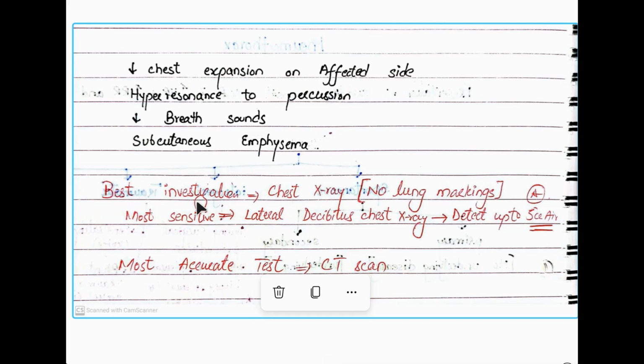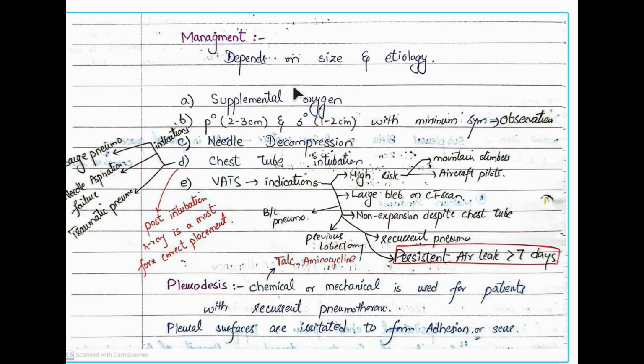In terms of investigations, chest X-ray is the most initial and very important investigation. However, the most accurate test is the CT scan. The most sensitive test is the lateral decubitus chest X-ray, and it is able to detect around 5 cm of air. Now, in terms of the management, it depends upon the site and the type. First of all, we will start the patient with supplemental oxygen.